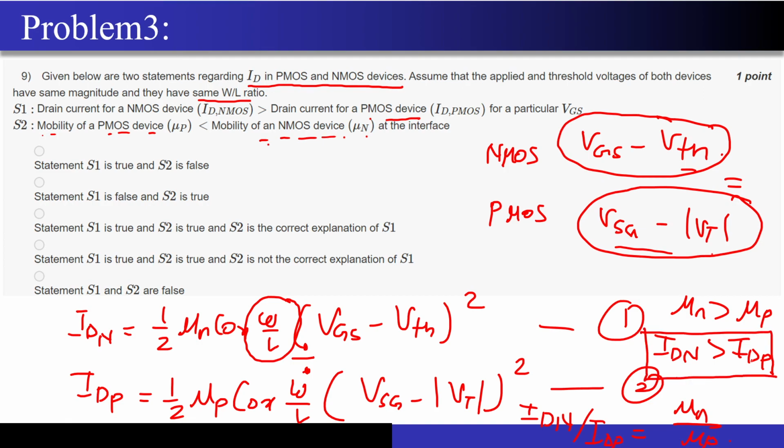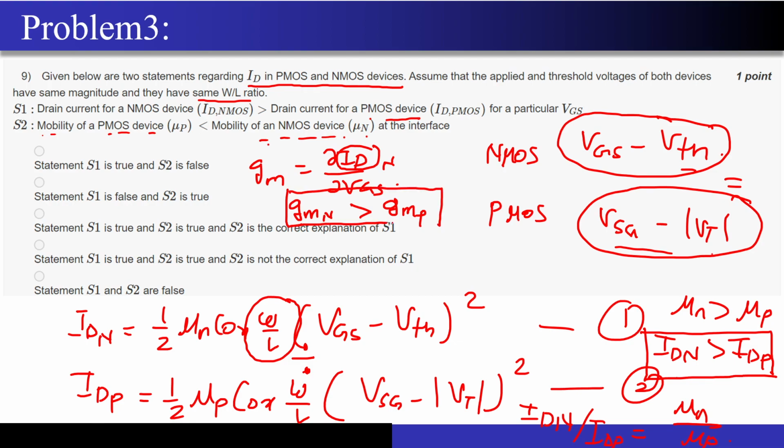I already told you there is a term called GM, right? GM is nothing but your dou ID by dou VGS, correct? So if ID is higher for the NMOS compared to the PMOS, then the GM of the NMOS transistor will also be higher than the GM of the PMOS transistor. And that is why in most of the circuits, we generally design the amplifiers using the NMOS and not the PMOS.